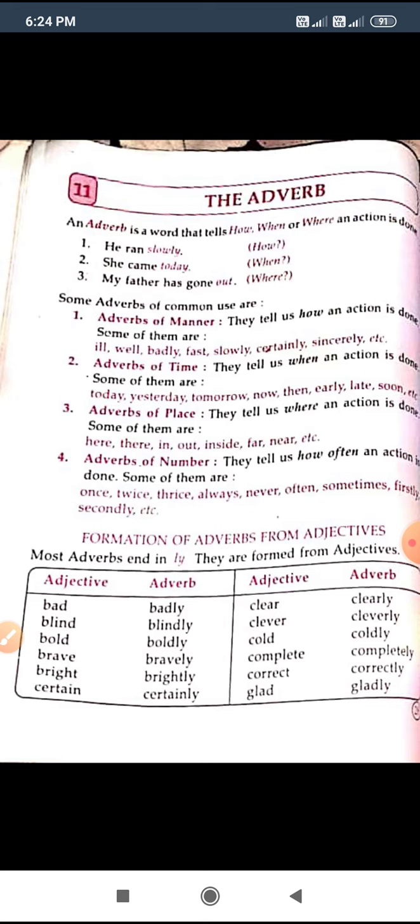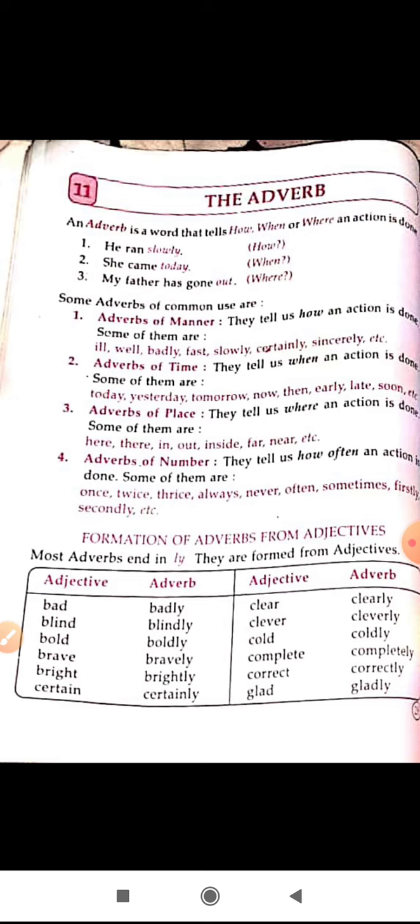Okay, the last one is adverbs of number. They tell us how often an action is done. Okay, so some of them are once, twice, thrice, always, never, often, sometimes, firstly, secondly, etc. Okay, so these are some of the adverbs of common use.